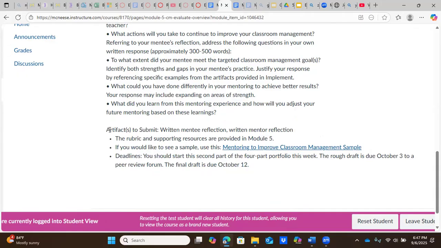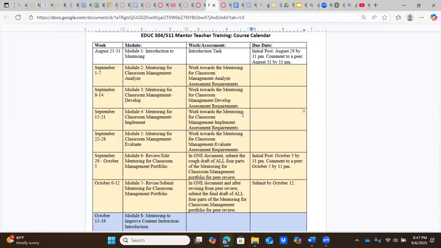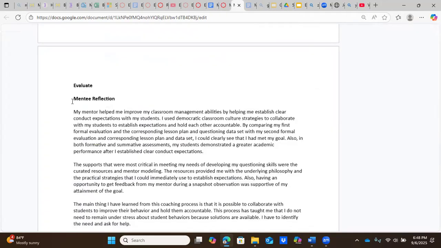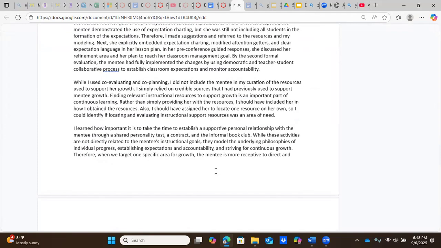The artifact that you're going to submit is the written mentee reflection and the written mentor reflection. So the rubric and the supporting resources are provided in Module 5. Make sure you check those out. Again, that sample, we can take a moment and look at that. But the sample that I provided has a sample mentee reflection as well as a sample mentor reflection. All right.